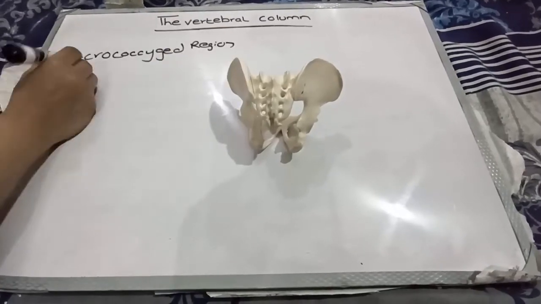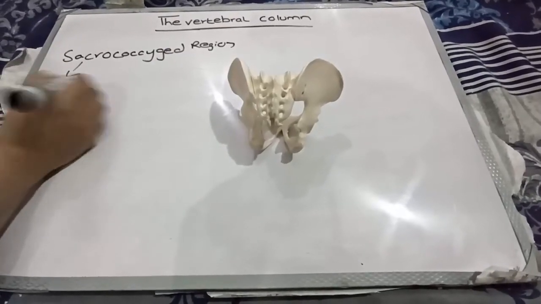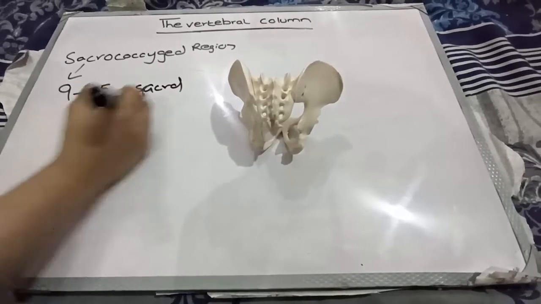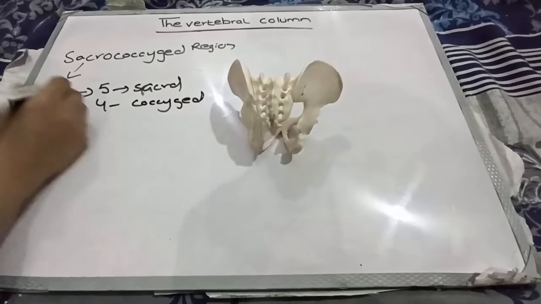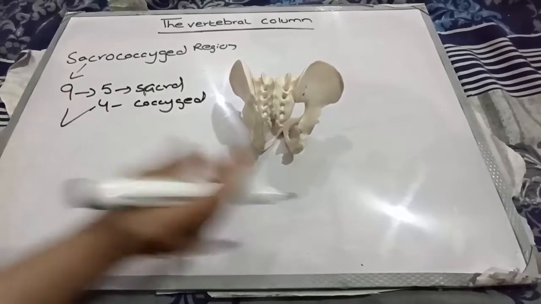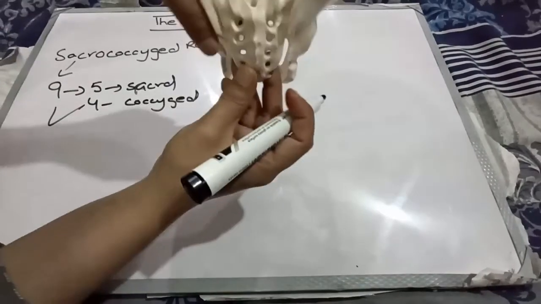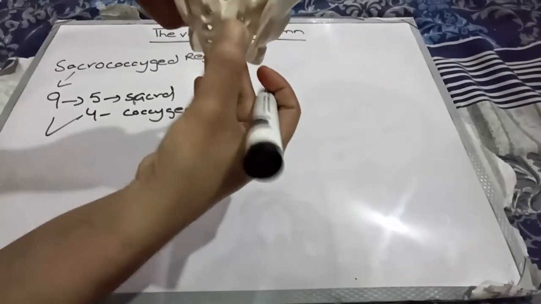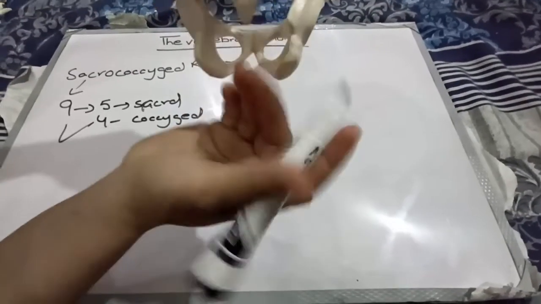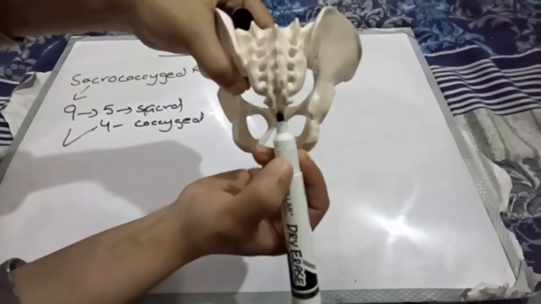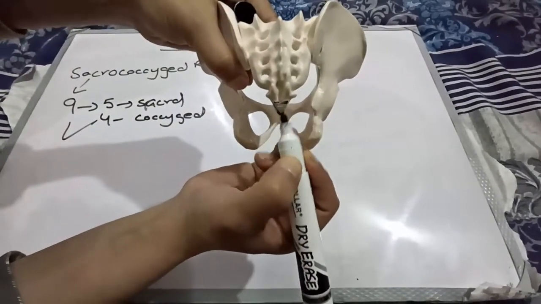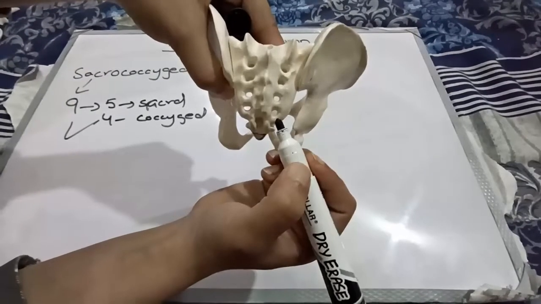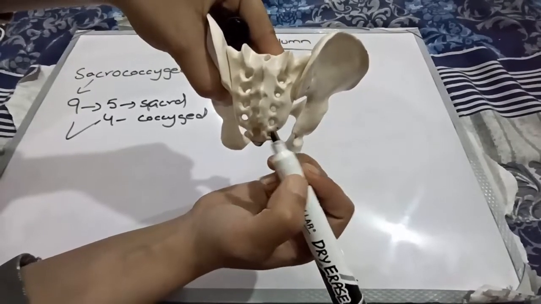It is composed of a total of 9 vertebrae, among which 5 are sacral vertebrae and 4 are coccygeal vertebrae. These fuse to form one bone. Here you can see it has 5 sacral vertebrae, 1, 2, 3, 4, 5, and this tail region over here is the coccygeal region, and the region lying above this coccygeal region is the sacral region.